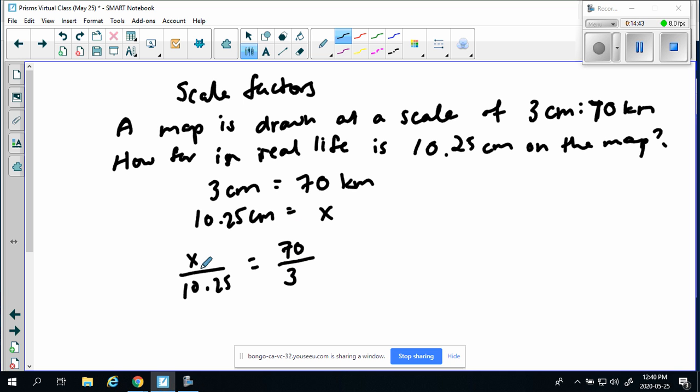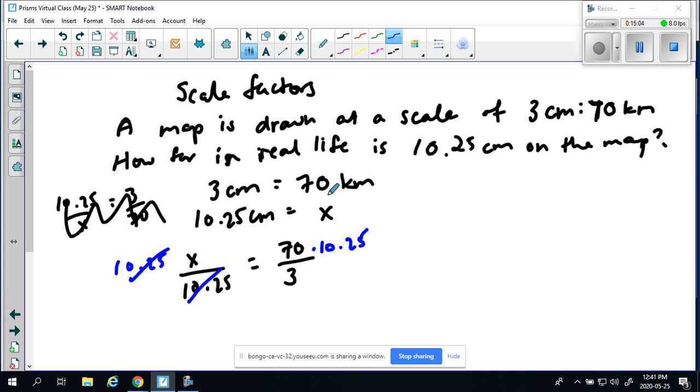So we have centimeters in the bottom, kilometers in the top. You could have done it the other way around. Like you could do it like this as well. That's totally fine. It's just a little bit tougher to solve this one. So that's why I've chosen to do it this way. So if I do that, then I can multiply both sides by 10.25 to try and get x by itself. So 70 times 10.25 and then divided by 3. And I'm getting x is equal to 239 kilometers in real life.